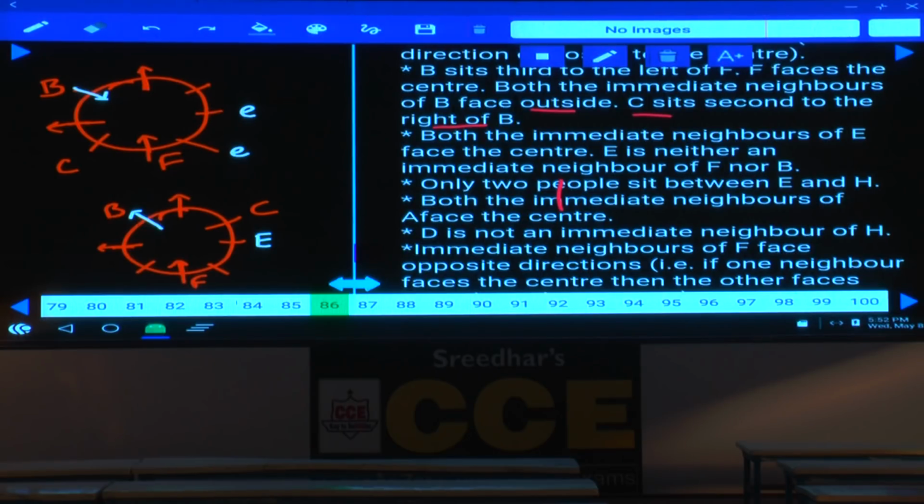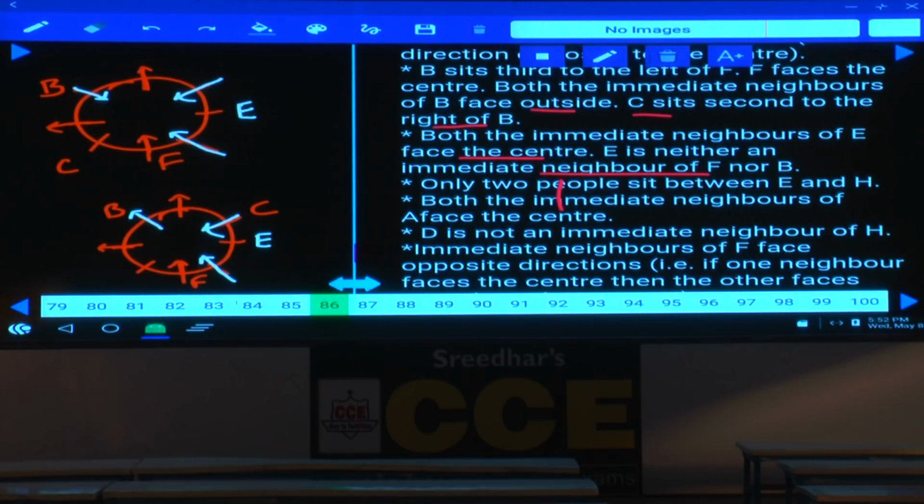Next one, both the immediate neighbors of E are facing the center. E is neither an immediate neighbor of B nor F. As E is neither an immediate neighbor of B nor F, hence in the first case, E cannot be here. As E cannot be here, then what is the only possibility? E must be at this place, isn't it? Hence, E cannot be at this place as well. Hence, what are the different possibilities we have? Only one. Hence, as E is here, immediate neighbors of E are facing towards the center like this. And similarly here also immediate neighbors of E are facing the center. These two are facing like this. And E is neither an immediate neighbor of B nor F.